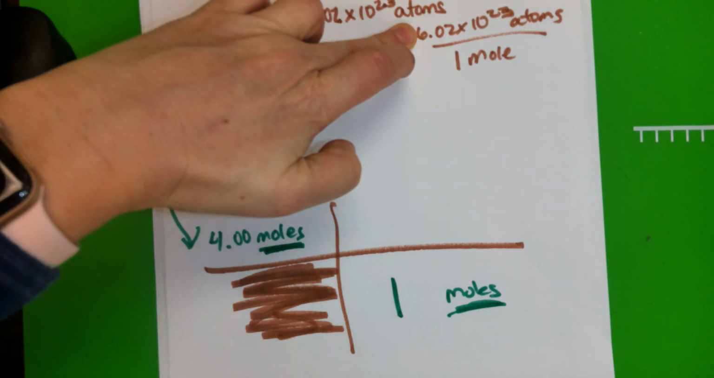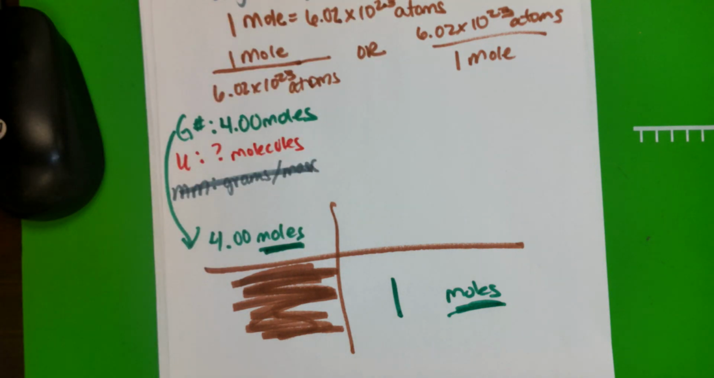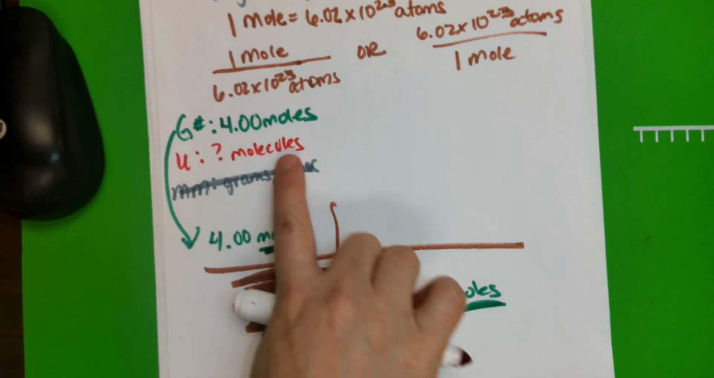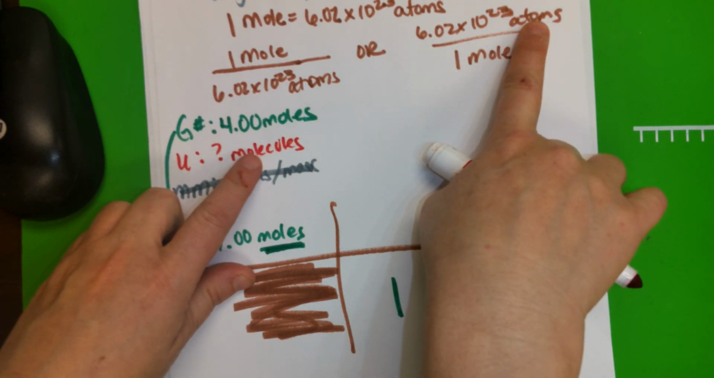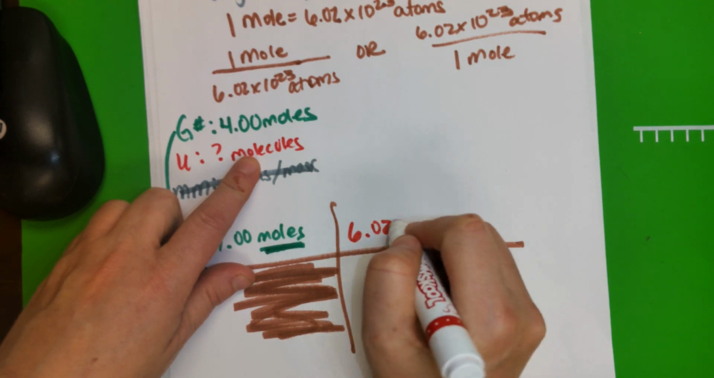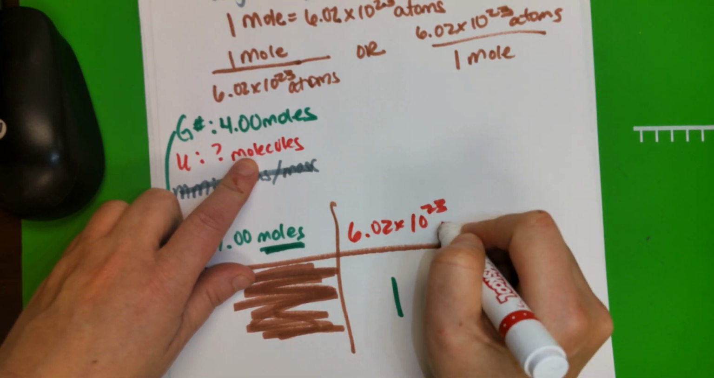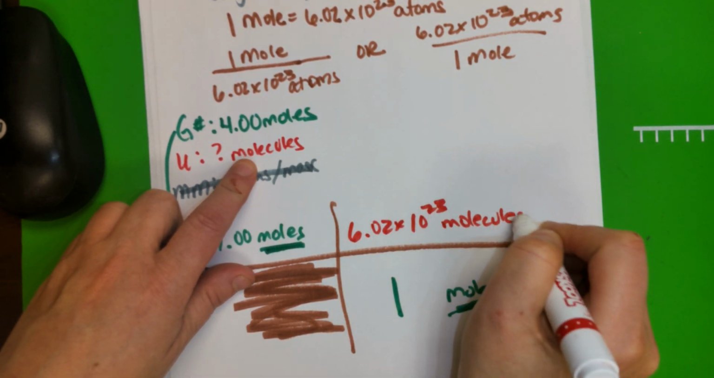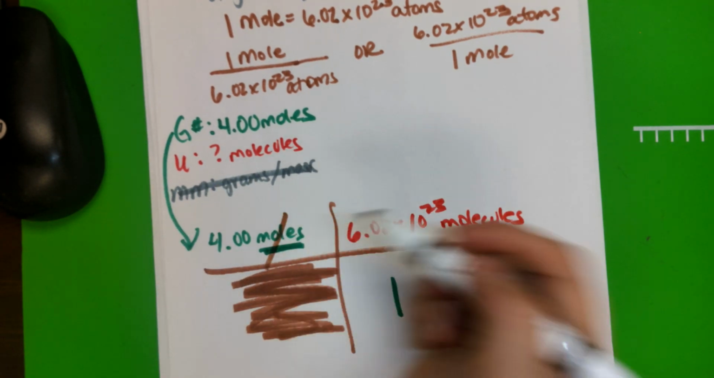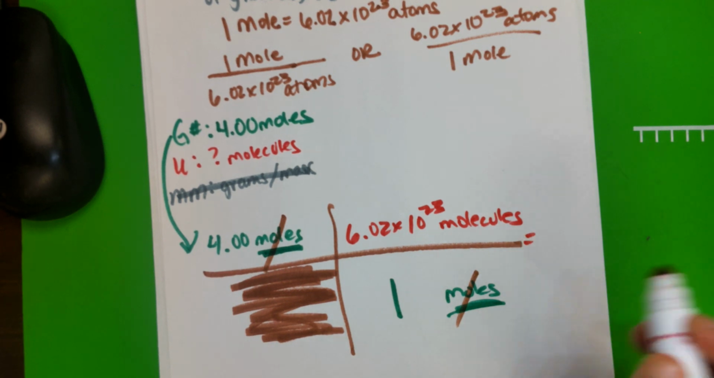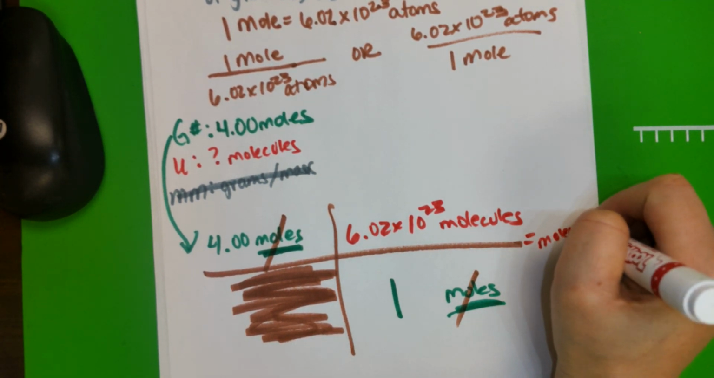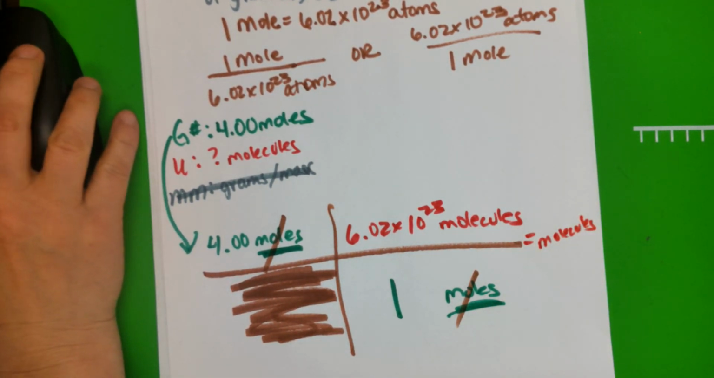Since I want to stick with my colors, I'm going to put my red as the molecules, because remember, atoms and molecules are the same thing. So it will be 6.02 times 10 to the 23rd molecules. These cancel out, and of course you would have your answer as molecules.